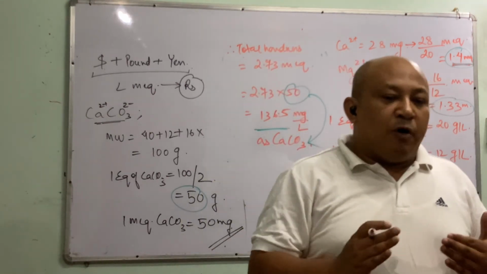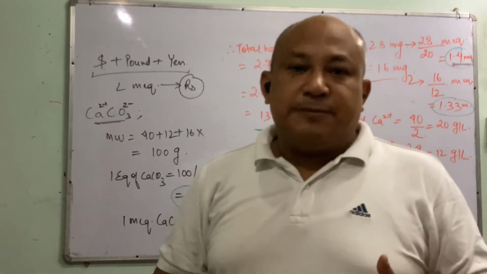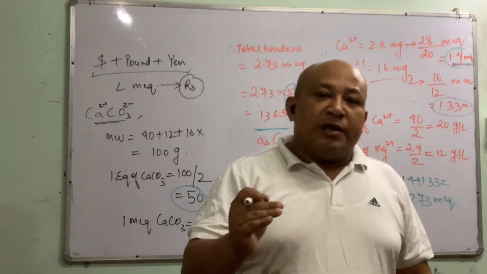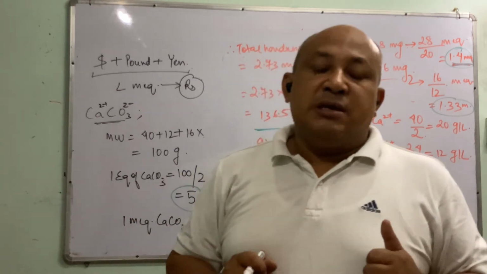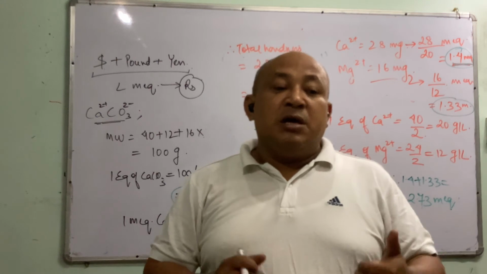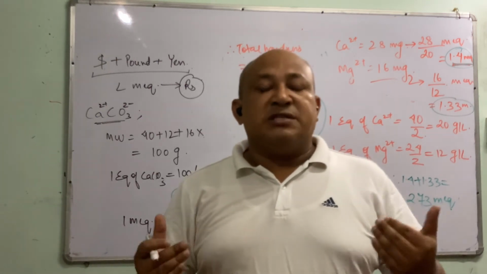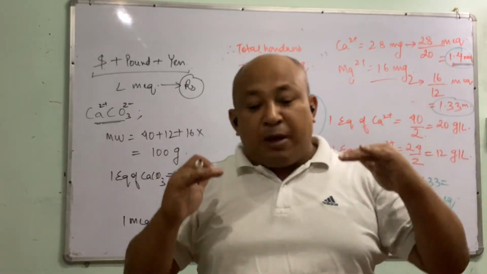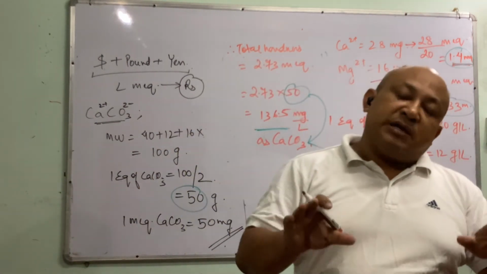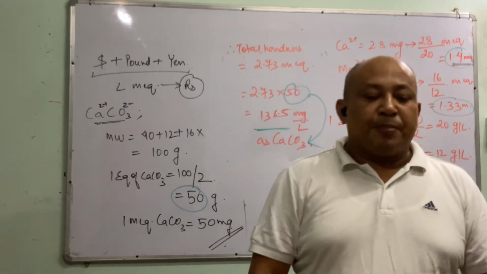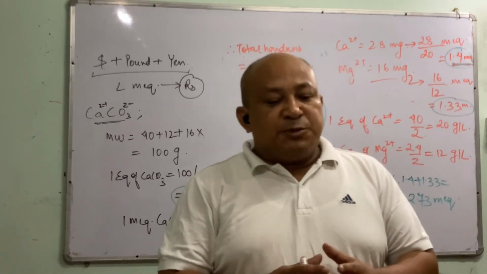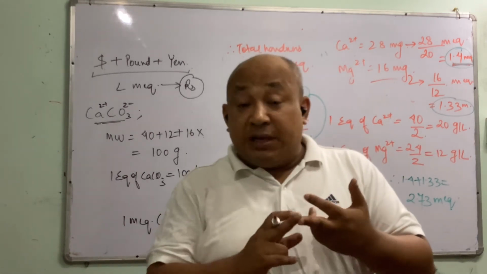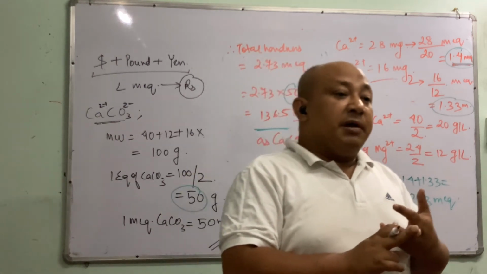So we come to the concept of equivalent, or we call it normality. So normality, or equivalent, is nothing but the molecular weight divided by the reactivity. Reactivity is a very good terminology, but to make things understandable to us, we call it valency. But actually, it has different meanings if you go in depth in chemistry. But from an environmental engineering point of view, reactivity and valency are almost the same.